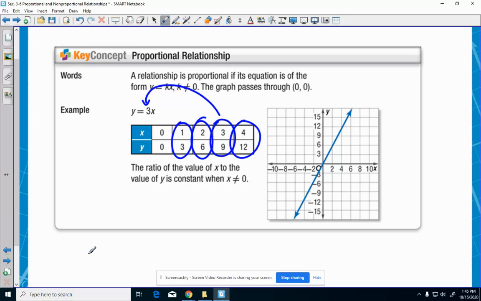100%, right? Because that's what you should be looking for. You should be looking either graphically to see if it goes through the origin, or if you're looking at a table of values, is the ordered pair (0, 0) a part of it or not? Like, that's what you should be focusing on.